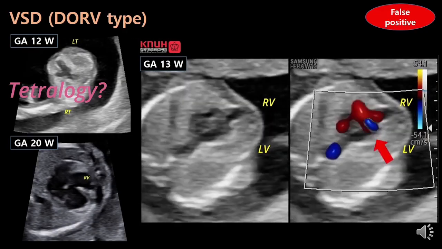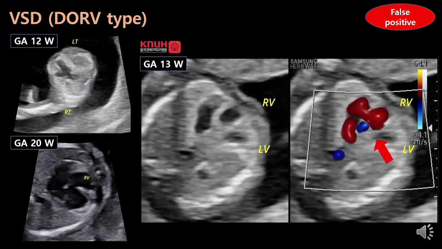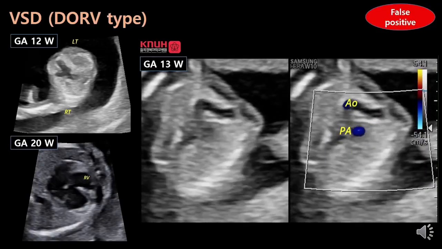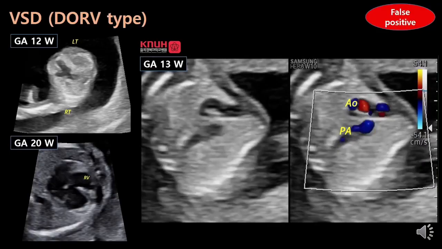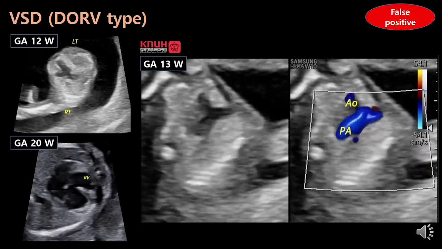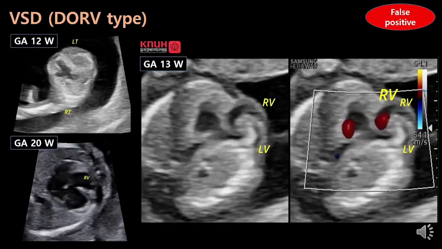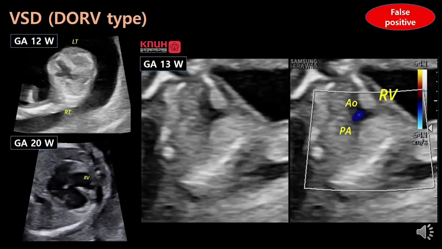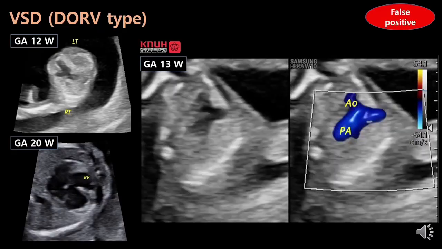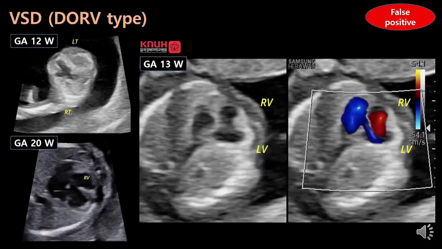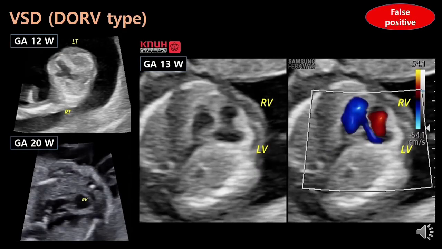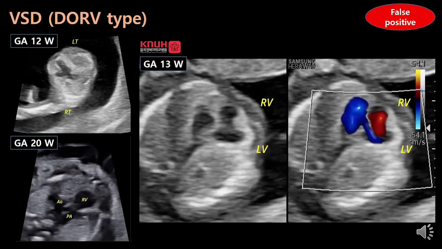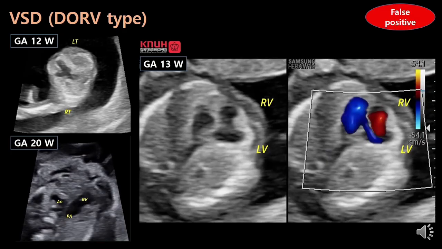She came back 1 week later for confirmation, and you can see a large left to right ventricular shunt through VSD, which is suggestive finding of DORV, and you can see a large overriding aorta mostly connected to right ventricle and large pulmonary artery also arising from right ventricle. At 20 weeks, the final diagnosis was isolated VSD, DORV type. You should keep in mind there is always false positive in first trimester fetal echo.